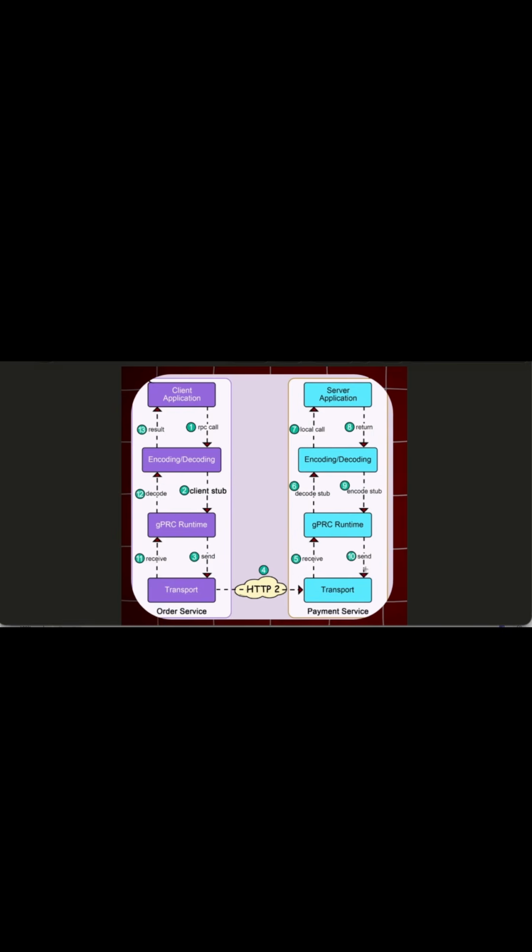It will give a return. Then it will get encoding again. Then it will go to gRPC runtime transport. It will move back to our front end. There it will go to gRPC, then to decoding, then it will give to the client application. So this is the common flow that gRPC currently works on.